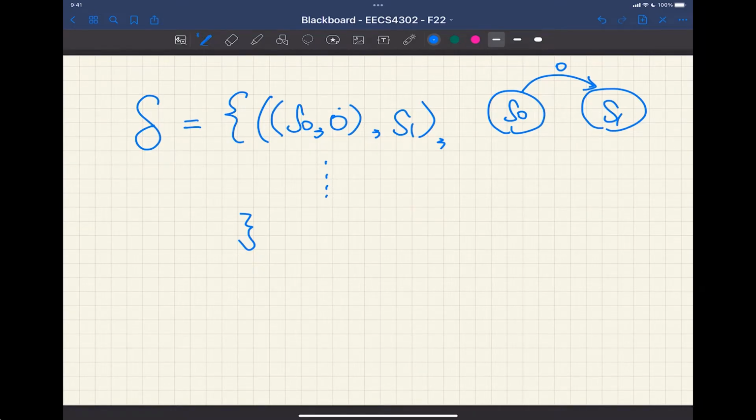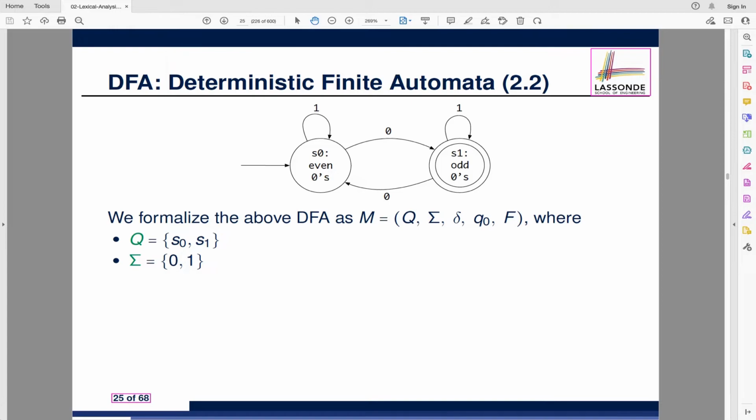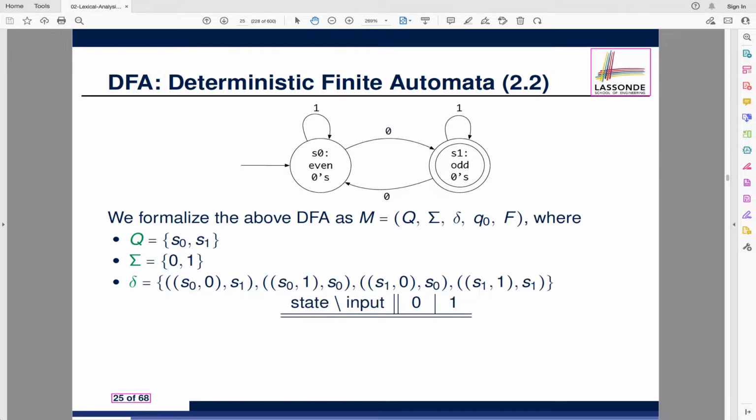Another way to do it would be a transition table. I believe I have that in the slides. Well, that's actually exactly what I just listed. Okay, that's one. We can also do a transition table. You can do either way if you were asked in the quiz or maybe the exam.